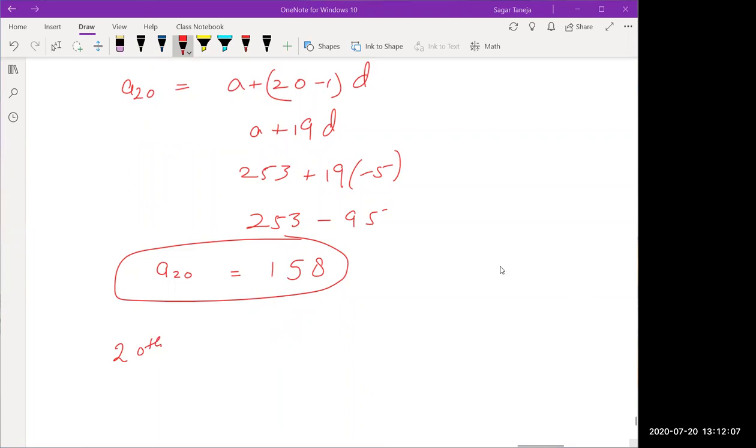This is the easy way of doing it. If they're asking you for the term from the last, then write the AP from the last only. Make your last term your first term. Just start.